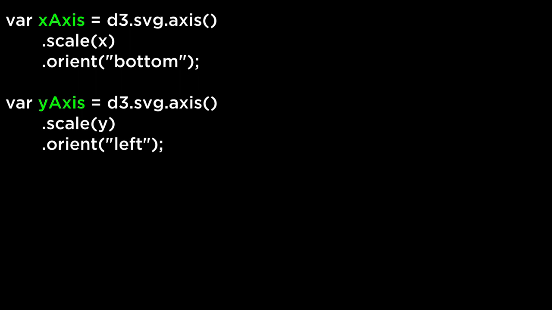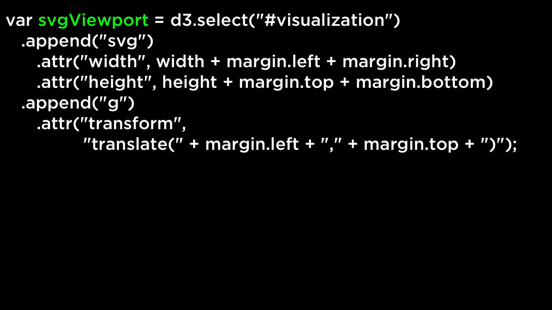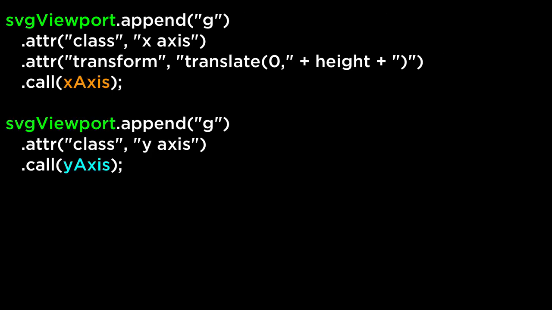Next, we define the x-axis and y-axis. We set the scale each axis should use as well as the orientation. Then we define the SVG viewport and inner drawing space. This is the normal way to define the viewport if you're using the D3 margin convention. Then we add the x-axis to the chart, making sure to transform translate the SVG group element so that it appears at the bottom of the screen. Then we add the y-axis to the chart.